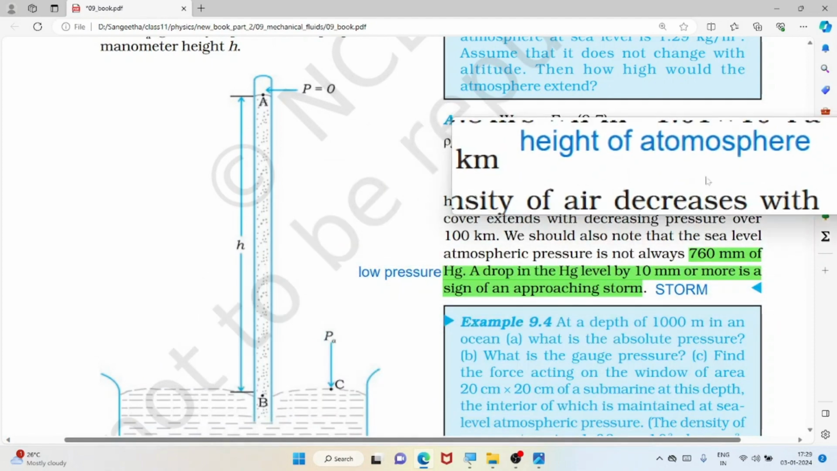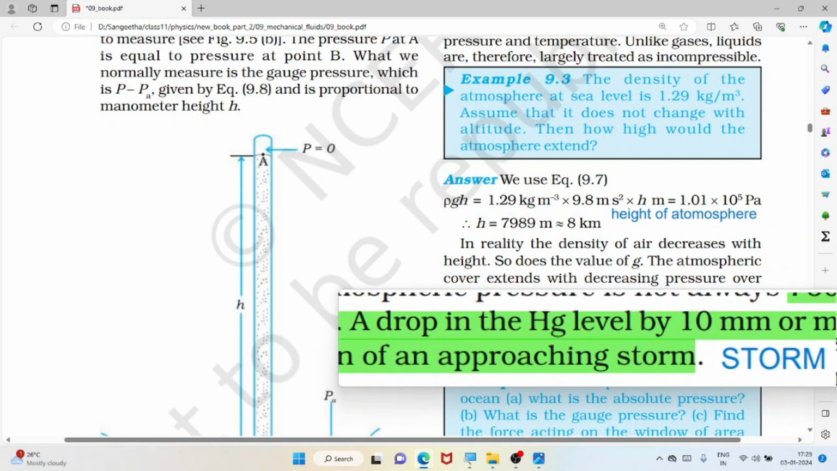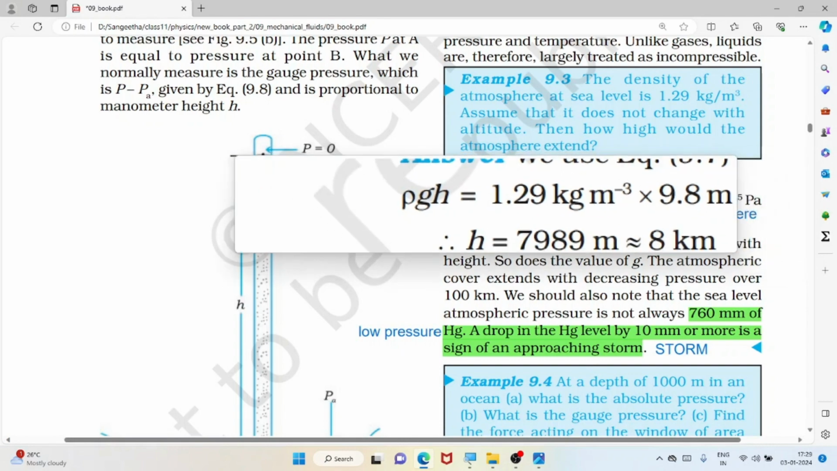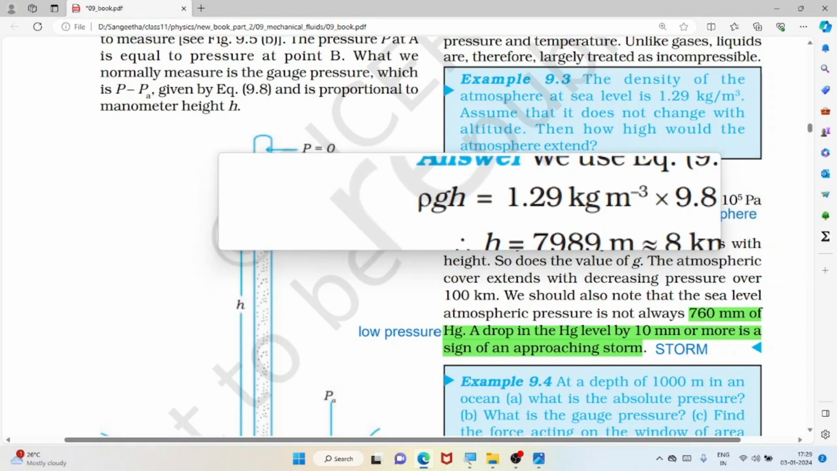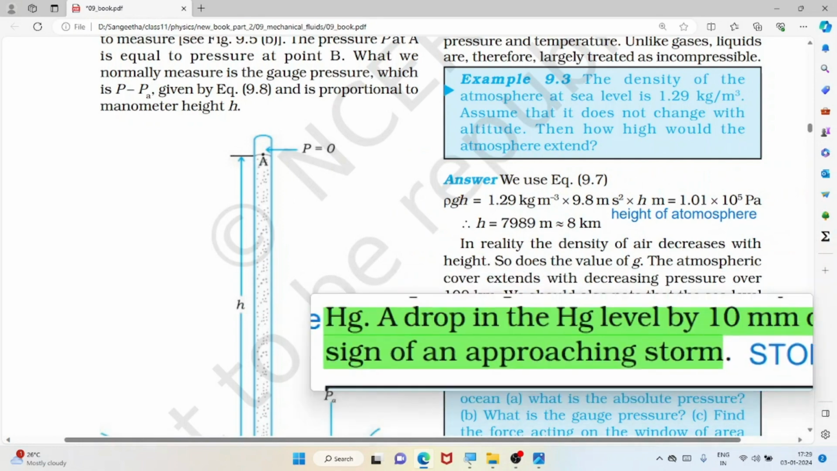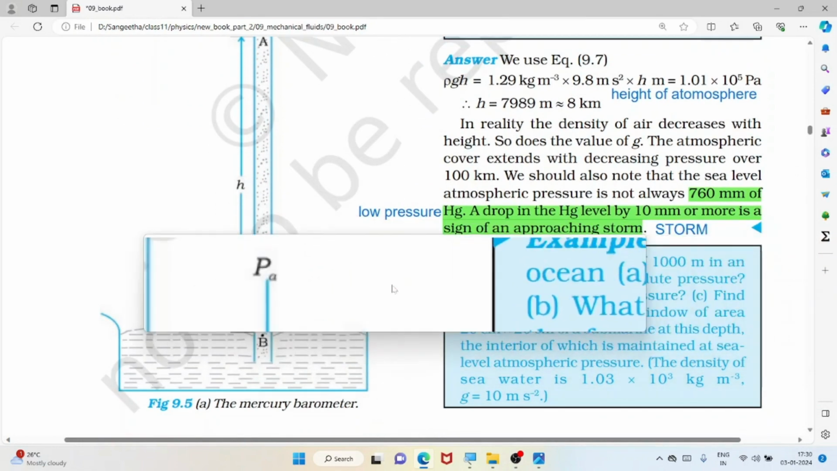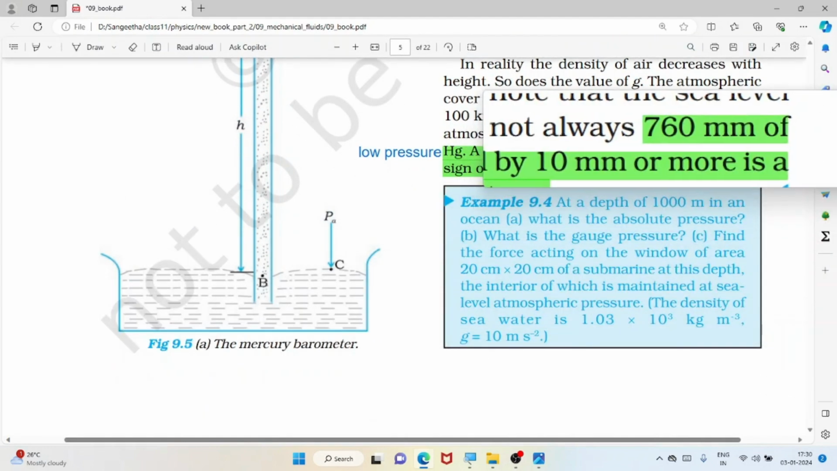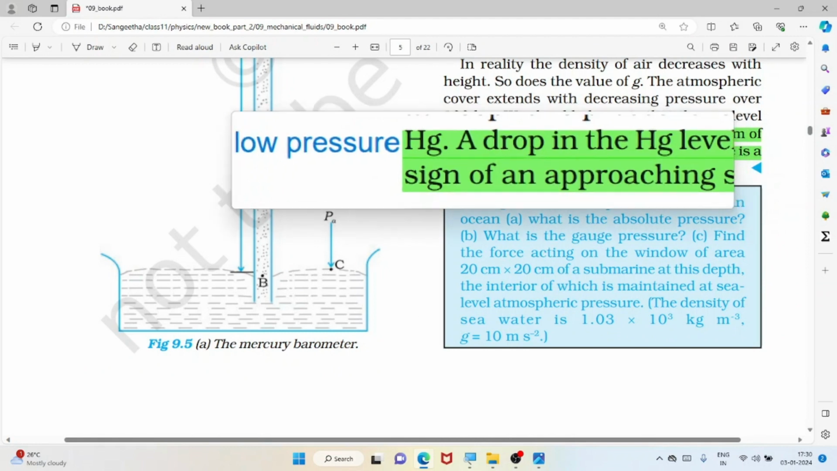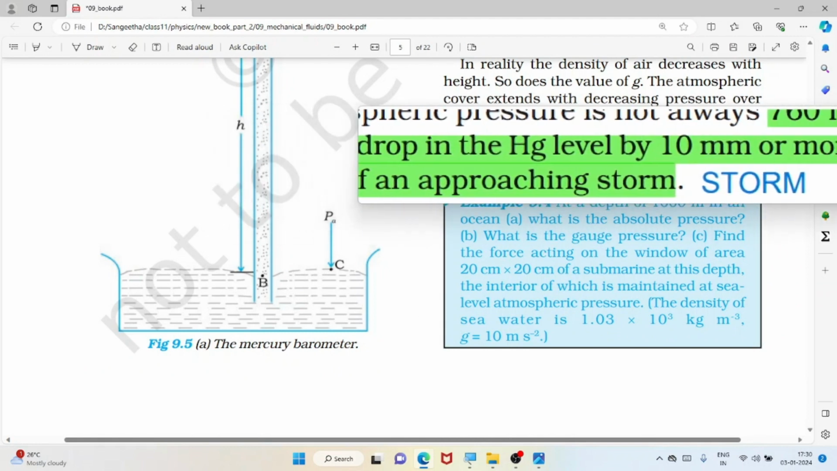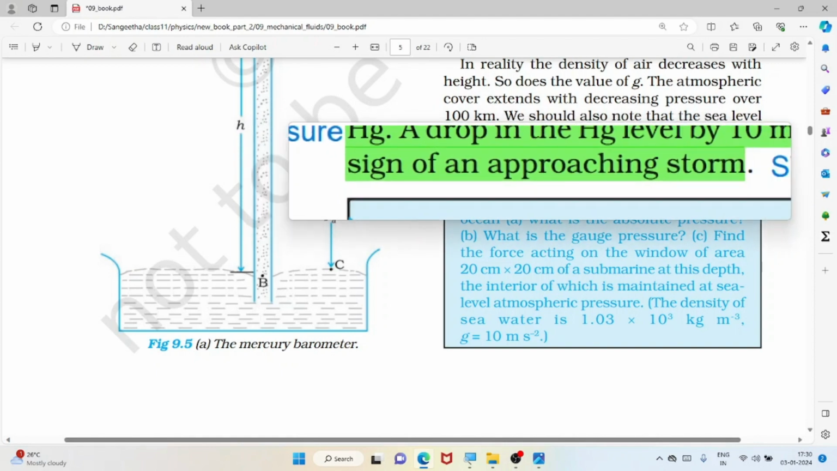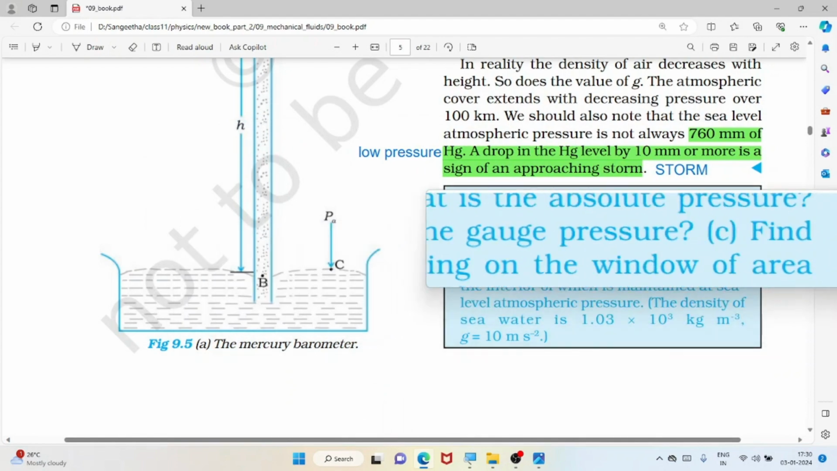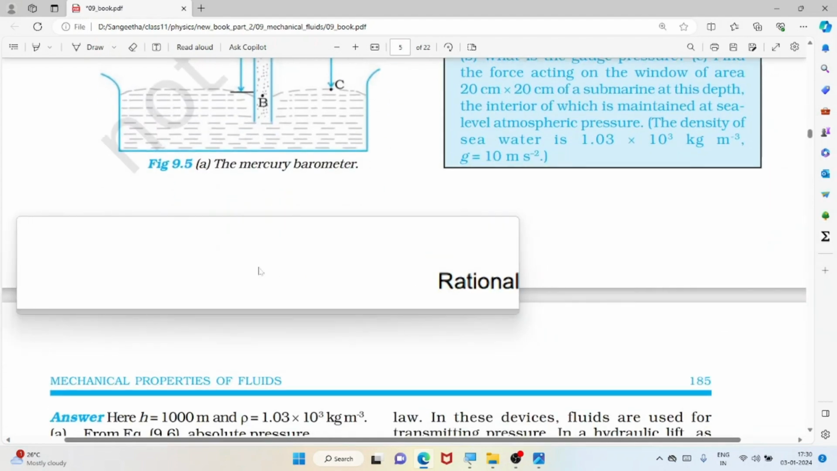This is finding the height of the atmosphere based on the density. They give the density, then you find H. P equals rho g H, so H equals P by rho g. How do they detect low pressure? At 760 mm of mercury, a drop in the mercury level by 10 mm or more is a sign of an approaching storm. This is how they detect low pressure using the mercury tube.